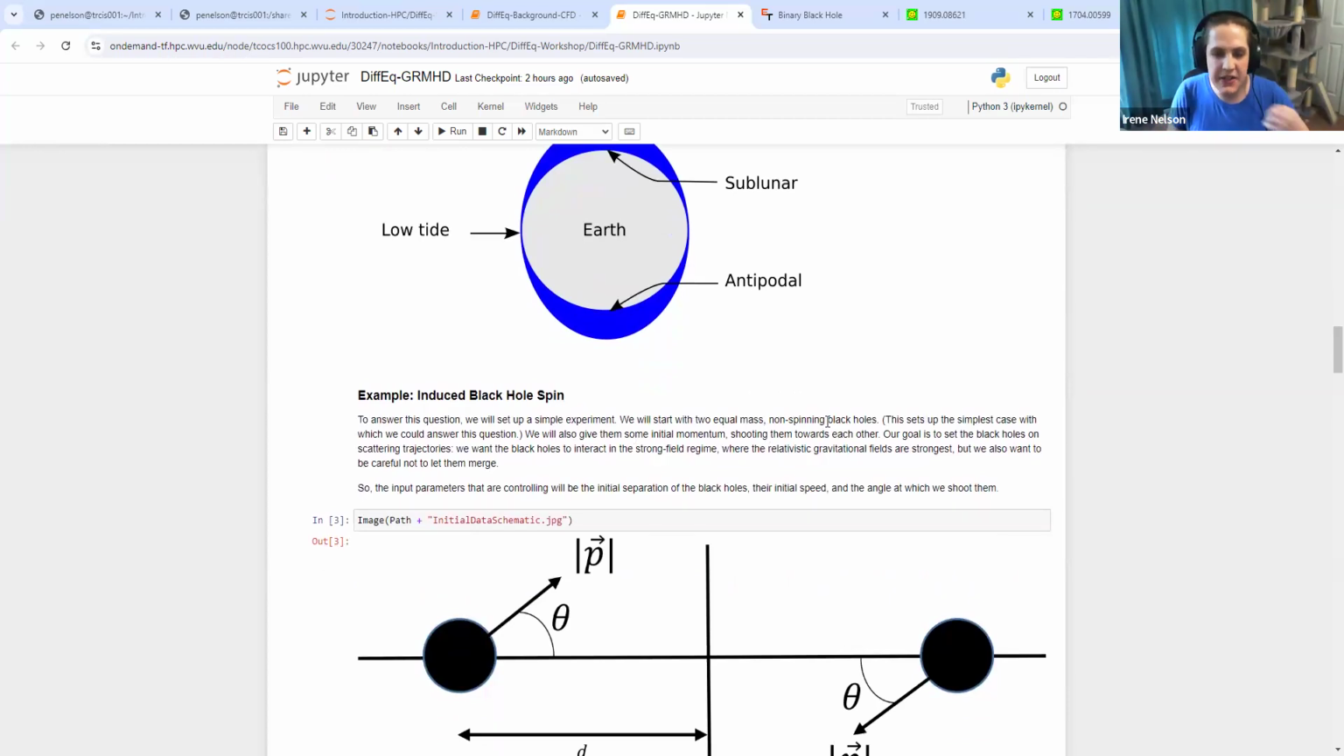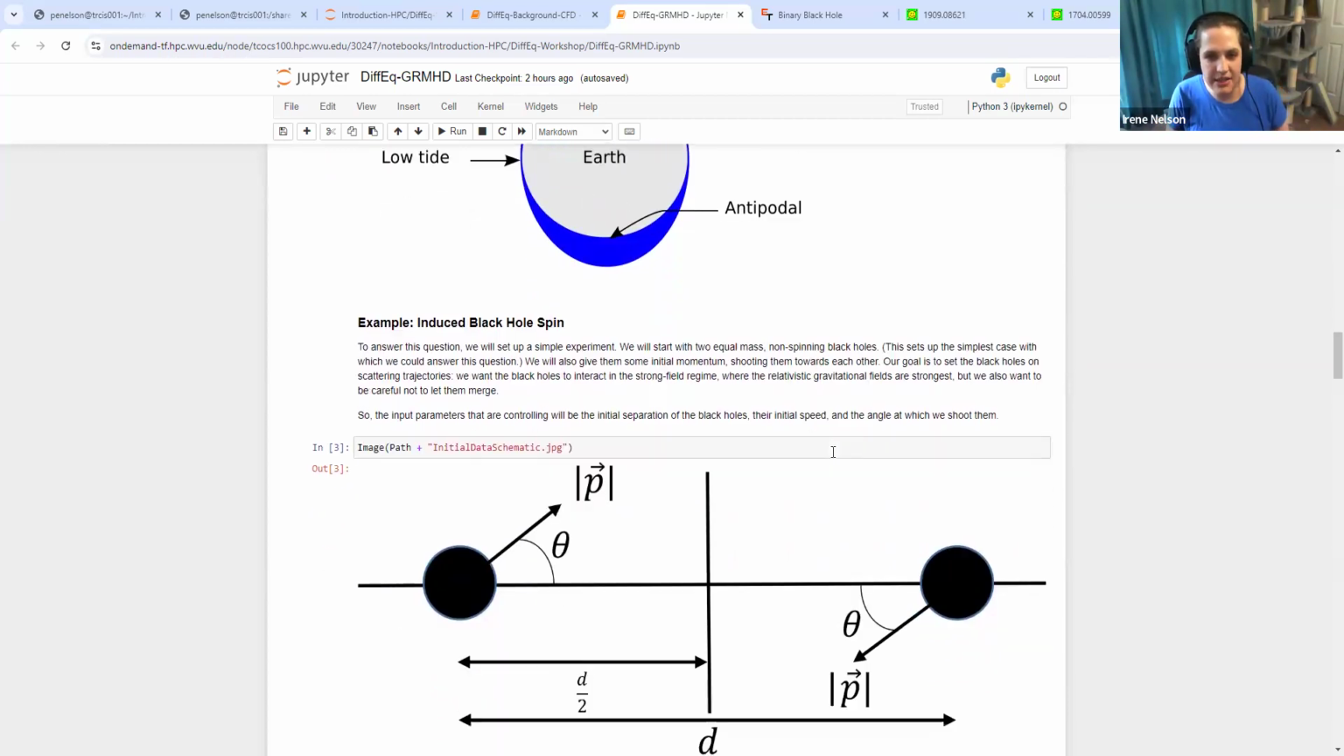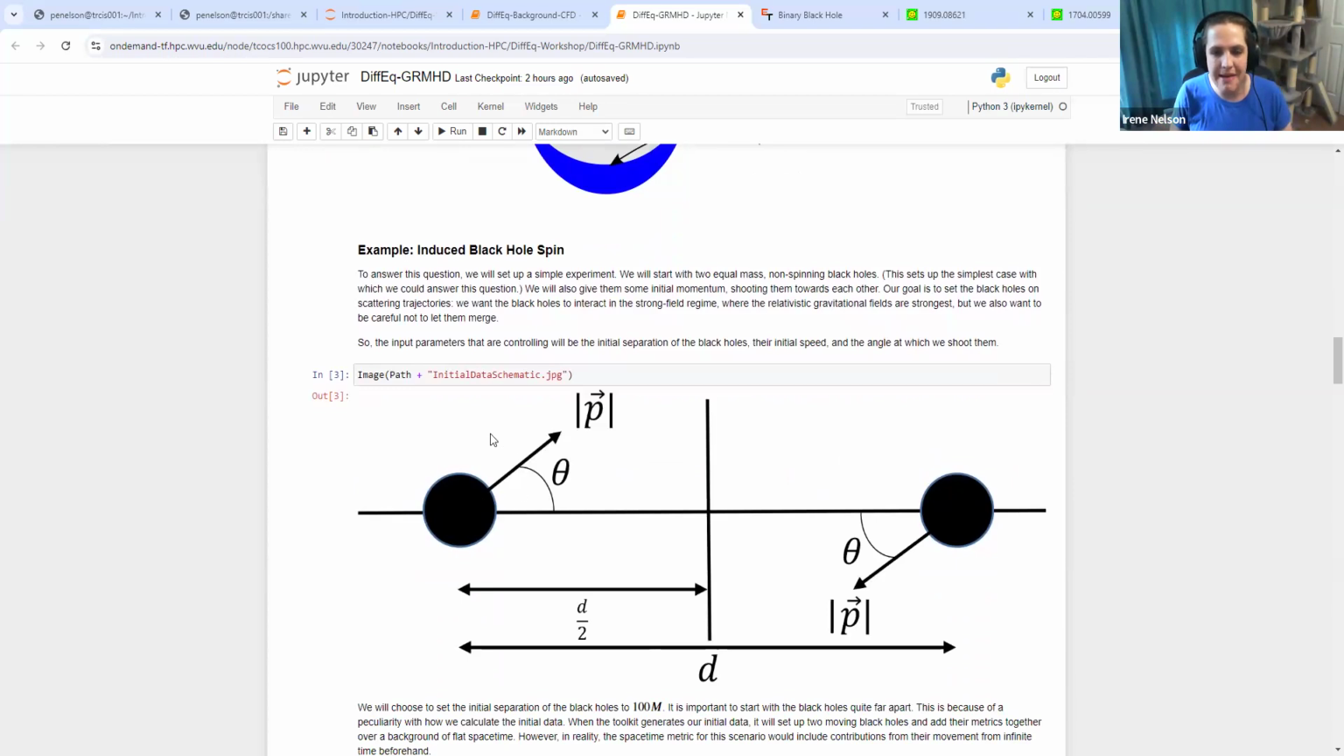So to answer this, we'll set up a simple experiment. We'll start with two equal mass non-spinning black holes. Another important thing is that when I talk about the spin of a black hole, this is a dimensionless quantity, and it's related to the angular momentum.